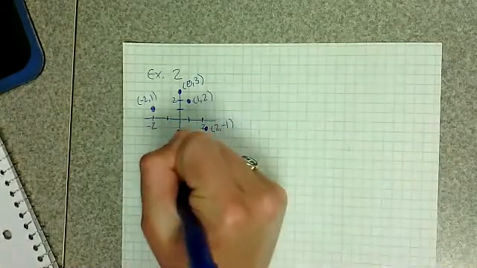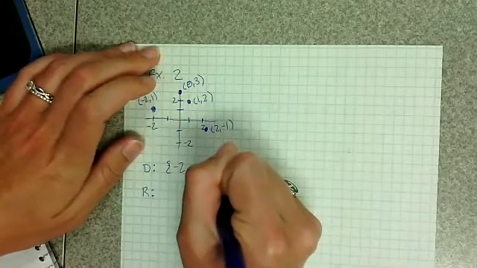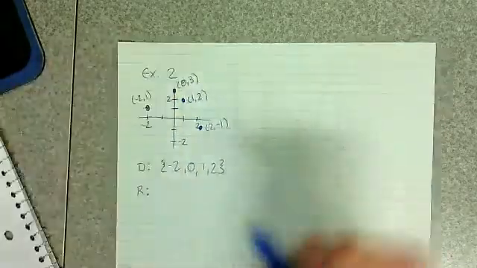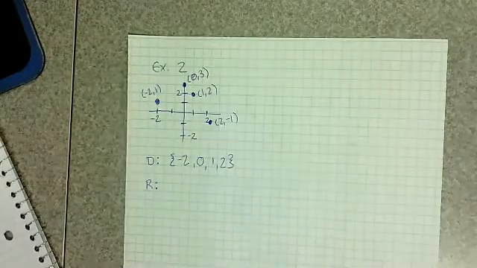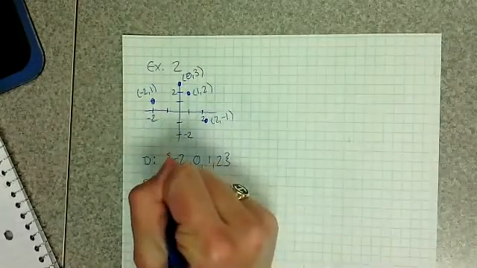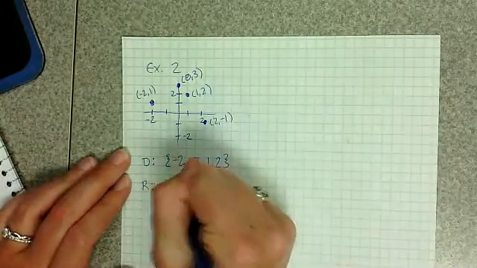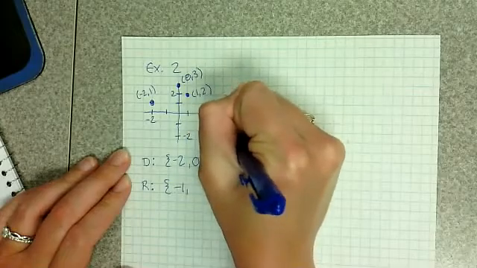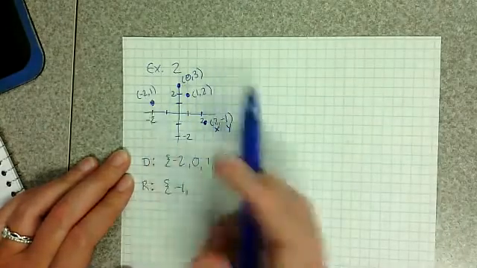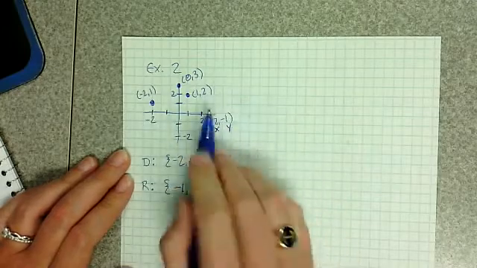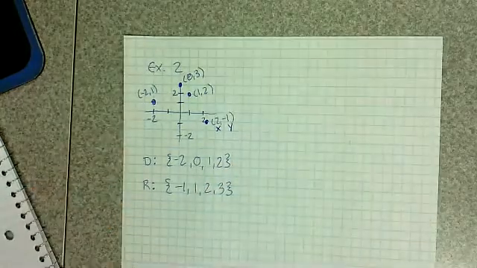Okay, domain would be -2, 0, 1, and 2. No repeats, in order from least to greatest. These are the x values of everywhere where I have a dot. Range. Let's look at the ordered pairs and pull out all the y values. So I've got a -1, because remember, this is x and then y, okay, when it comes to ordered pairs. I've got a 1, because I want to go in order, 2, and 3 for my y values. It is still that easy.